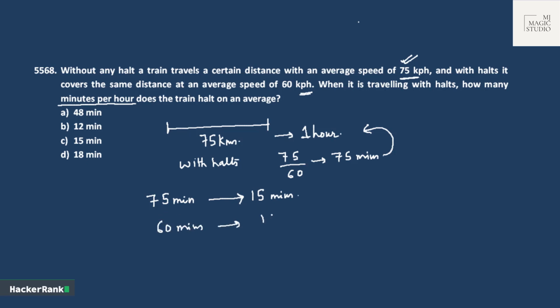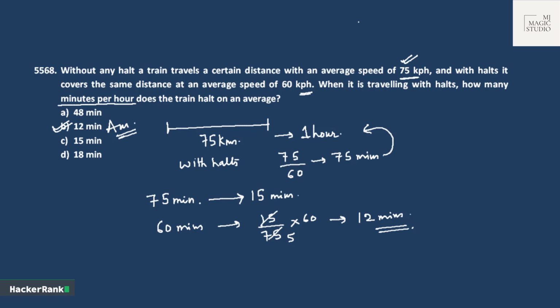In 60 minutes journey, halt taken is for 15 by 75 into 60. 15/5, and this would be 12 minutes. Option B is the pick.